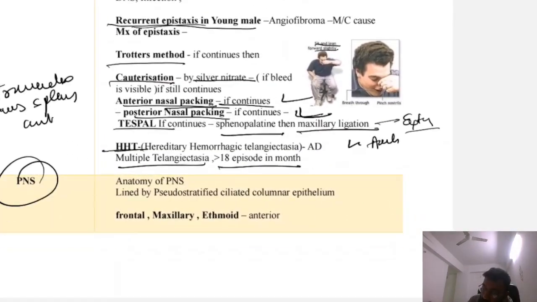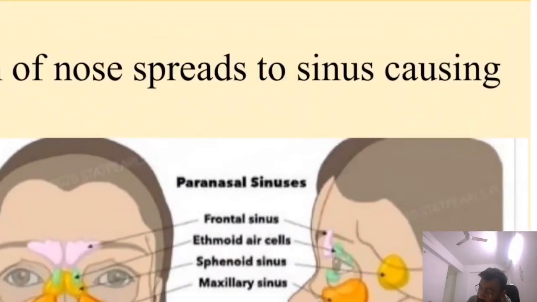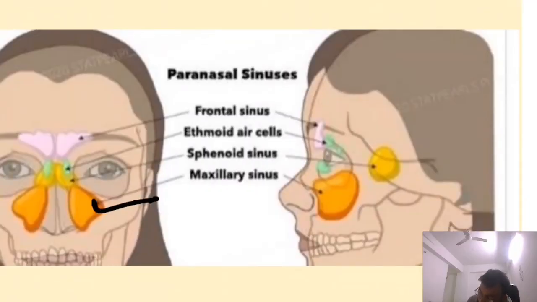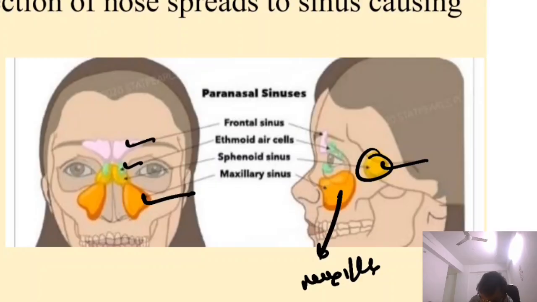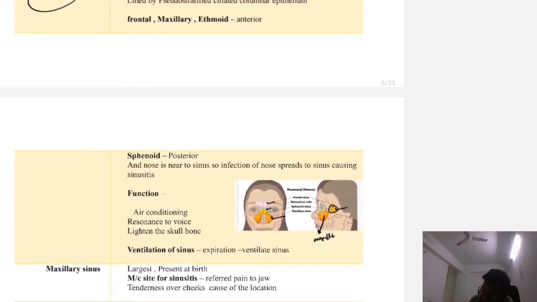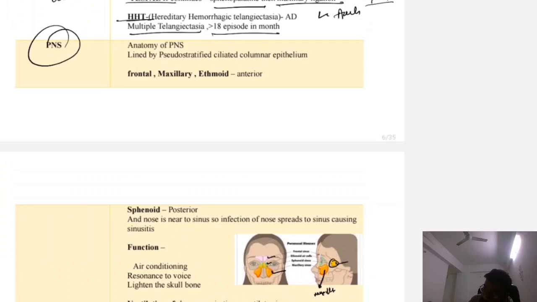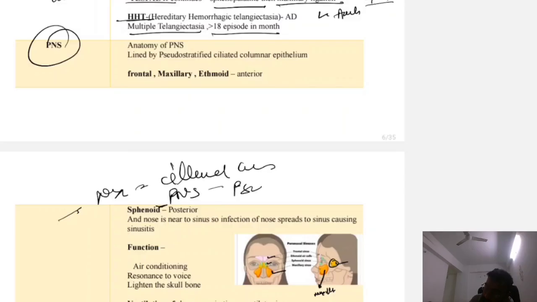Next is paranasal sinus. So we have already learned that there are 4 types of paranasal sinus. You can see this is maxillary sinus, this is ethmoid sinus, frontal sinus, and sphenoid sinus is behind, okay. Because maxillary sinus is big and near to the nose, it is most likely to get infected, and sphenoid is far from the nose, so it is less likely to get infected, okay. Now it is lined by pseudostratified epithelium. So how will you remember? Nose is lined by ciliated columnar, and PNS, so P stands for Paranasal, so pseudostratified columnar epithelium, okay. Sphenoid is posterior.